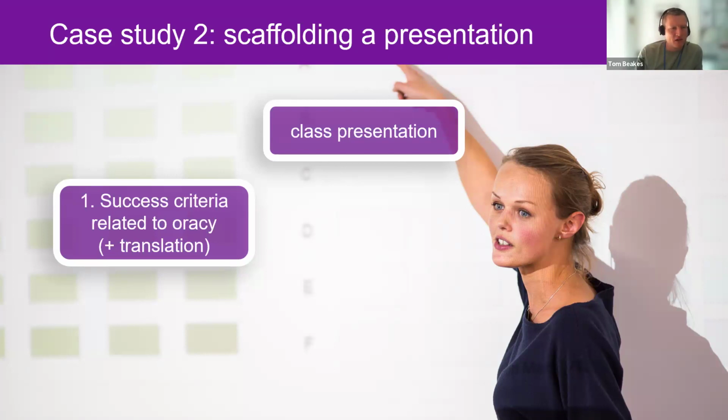The great thing about having success criteria as well is it can be used afterwards as a peer review tool. So they can watch each other's presentations and maybe use the success criteria to review or to self-assess their own presentation.